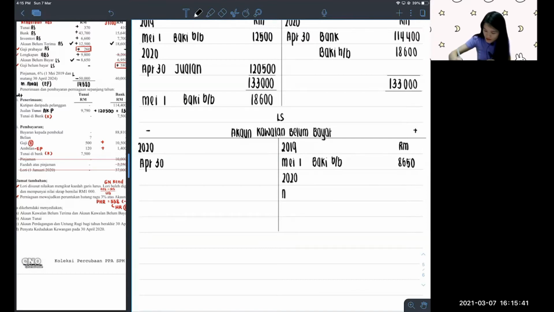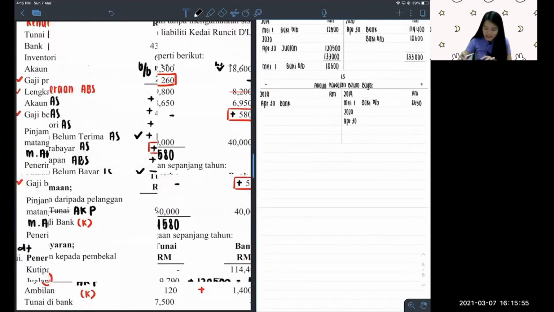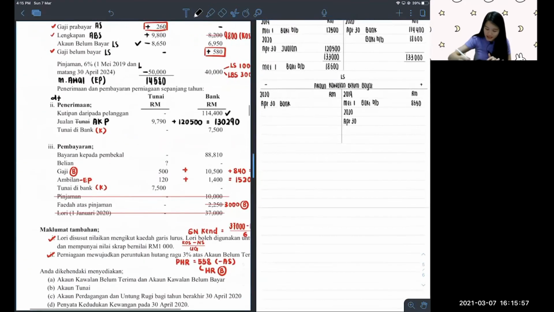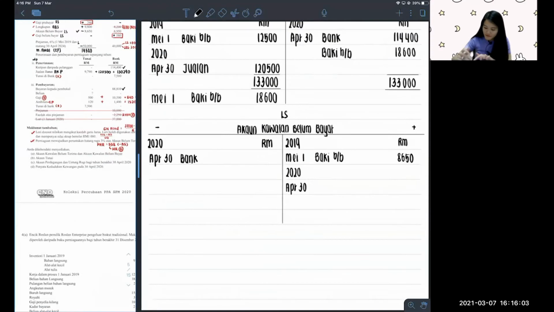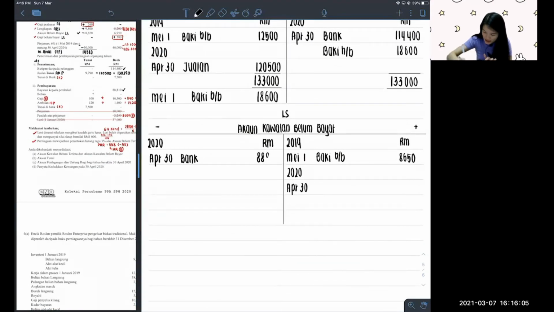2020 April 30th. So standard 3 things again, yeah. BB bank dengan HB. So bank is gonna be on this negative side. Because why? You pay already, well, of course your hutang berkurang lah. So negative side. Where to find the bank amount? Go back to your penerimaan dengan pembayaran. That is here. Bayaran kepada pembekal of 88,810. 88,810. And lastly, Baki HB to be in.